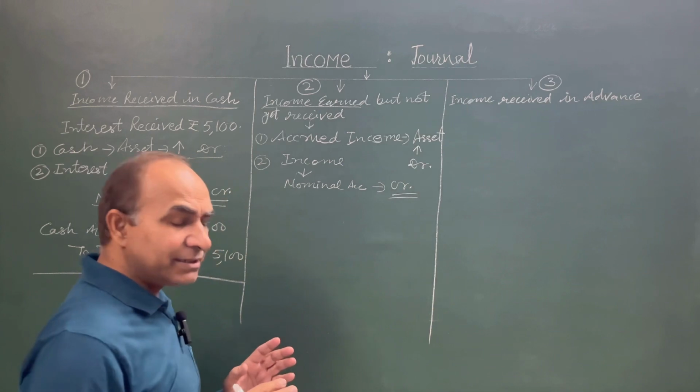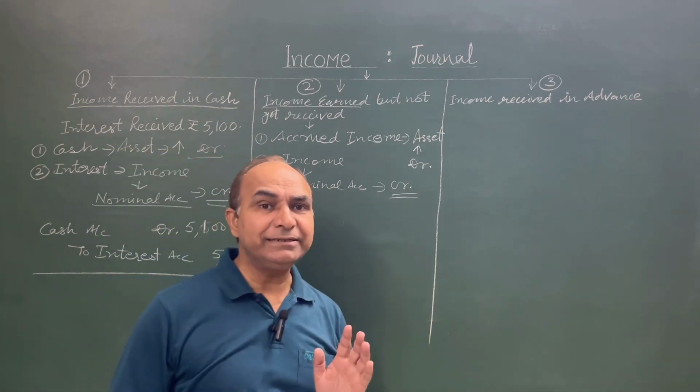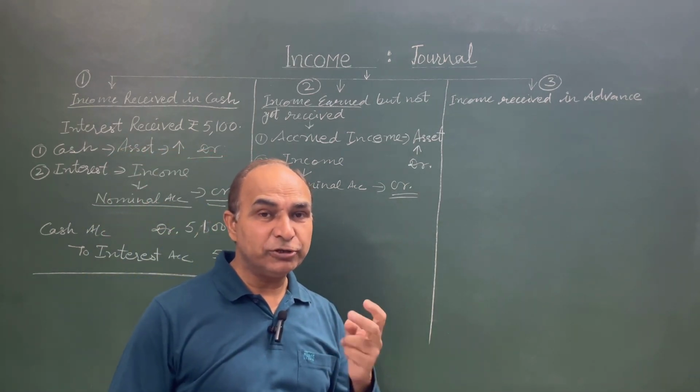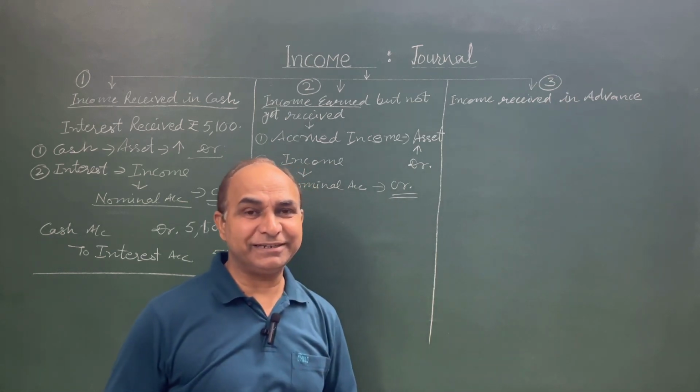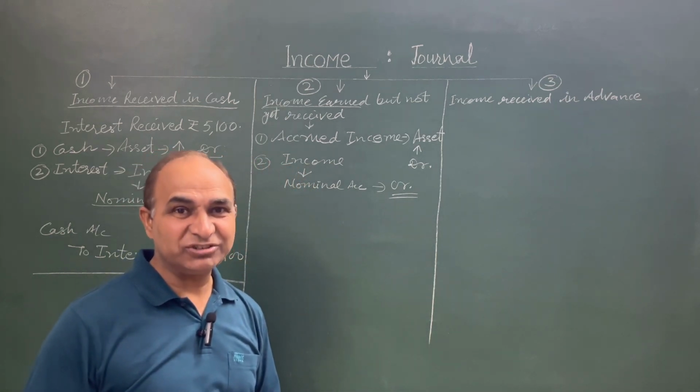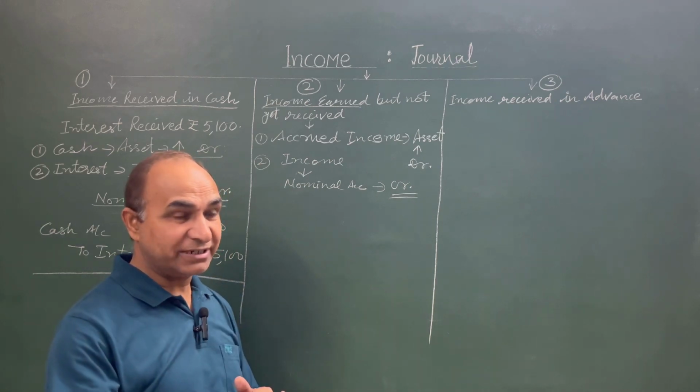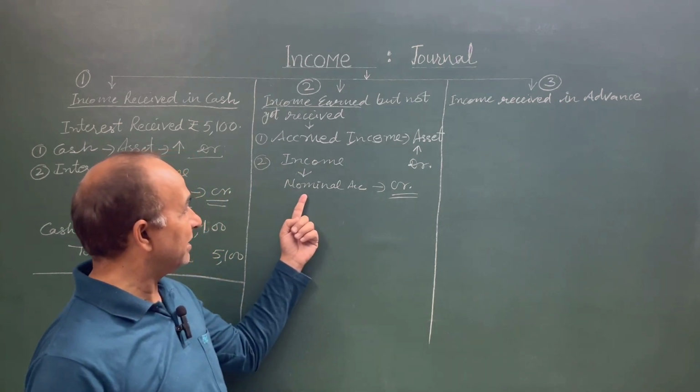You need to understand, simultaneously, we are using two approaches of rules of debit and credit. One is the traditional approach and second is the modern approach. This is the traditional approach.